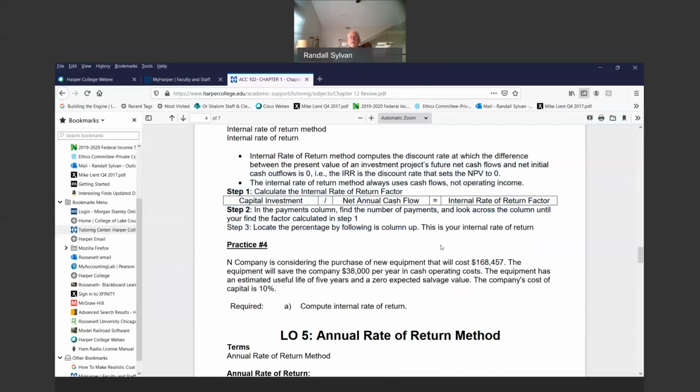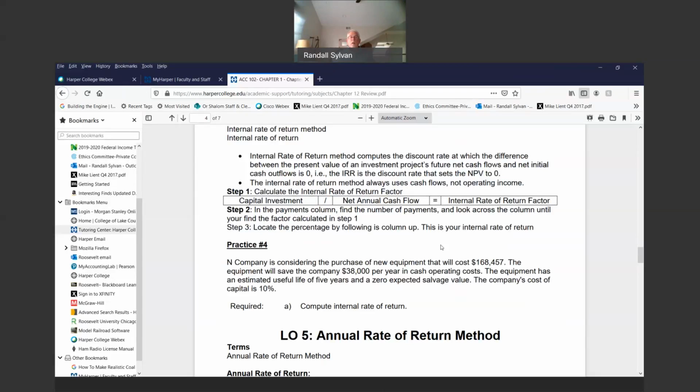into the table, find the number of payments, look across the column with the factor that you just calculated, and that will give you the interest rate. That's the internal rate of return. It's sort of going backwards, right? You take the capital investment divided by the net annual cash flow. That gives you the factor.